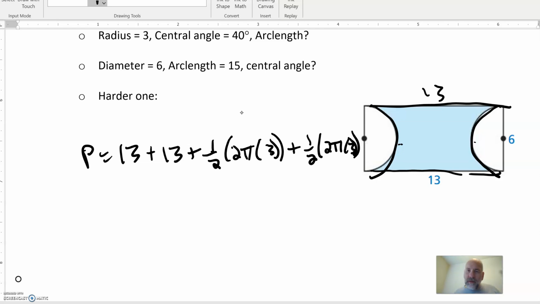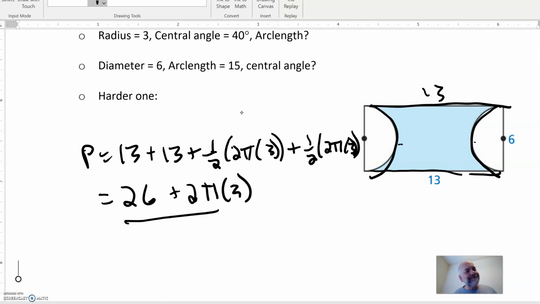Now, some of you alert people out there might have said, oh, Mr. Ellinger, there's another way to do this. I've got my 26 for the top and the bottom, but then I've got a semicircle over here and a semicircle over there. So if I've got two semicircles, that's one circle altogether, and I'd say, very clever, and you'd get the same answer that way too.